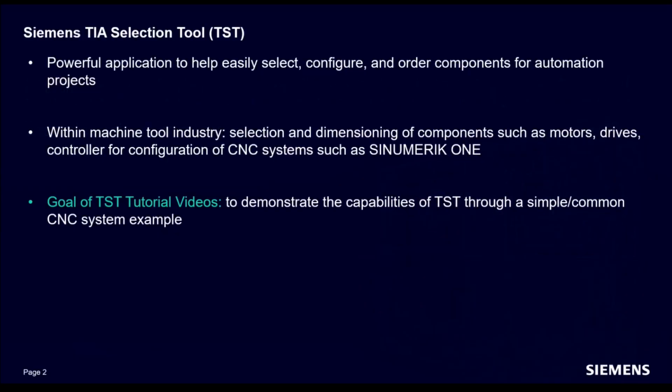The Siemens TIA Selection Tool is a powerful application used to help quickly and easily select, configure, and order components for automation projects. More specifically, within the machine tool industry, TST is used to select and dimension motors and drive and control systems. The goal of the TIA Selection Tool tutorial videos is to demonstrate the capabilities of TST while walking through a creation of a common CNC system example.